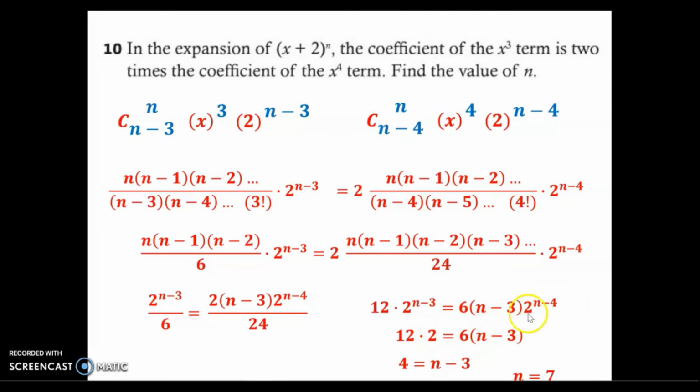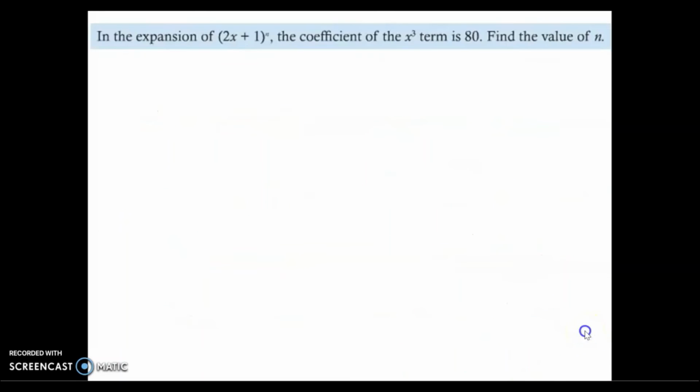Actually, sorry, I divided by 2 to the n minus 4 over here and over here. And when you divide this by 2 to the power n minus 4, you subtract the exponents, and you're just left with 1. So that's why I have a 2 here. It's 2 to the 1. Not easy. Hope you're still trying your very best.